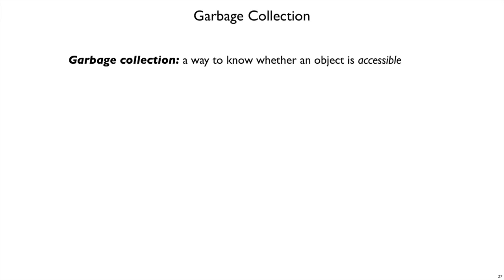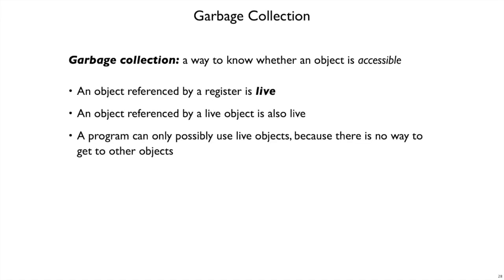An alternative to reference counting is garbage collection. In garbage collection, instead of asking how many references there are to an object, we ask, is this object possibly usable starting from the registers? So we say that an object that is referenced by a register is live, and if you have a live object and it refers to some other object, that other object is also live. And then the liveness propagates in this way. Everything that you can reach from the registers is classified as live.